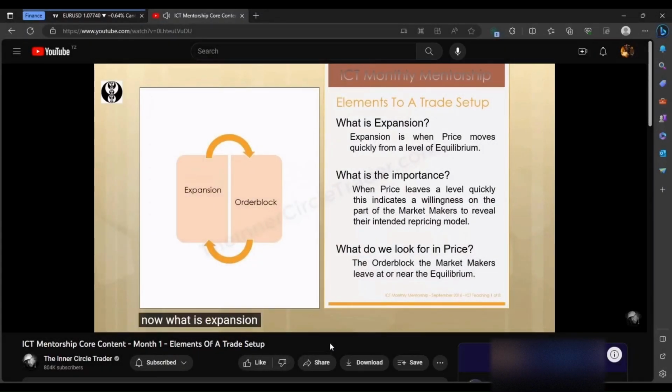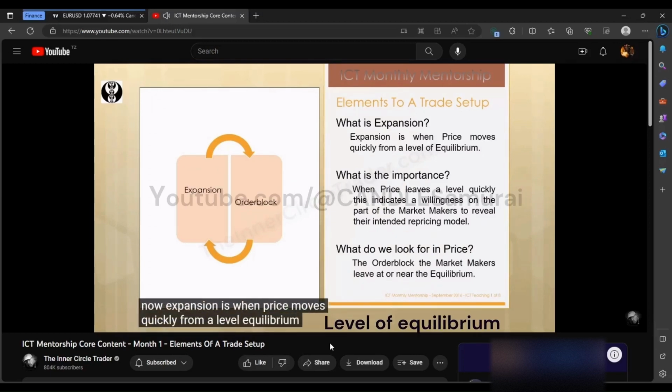Now, what is expansion? Expansion is when price moves quickly from a level of equilibrium. Expansion couples directly with the tool of an order block. Now, what's the importance of knowing expansion? Well, when price leaves a level quickly, this indicates a willingness on the part of the market makers to reveal their intended repricing model.